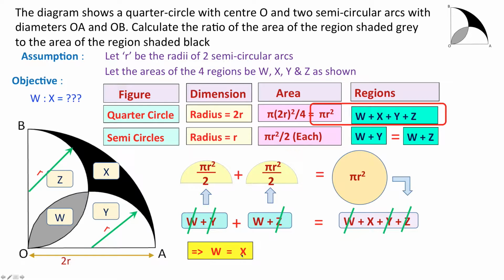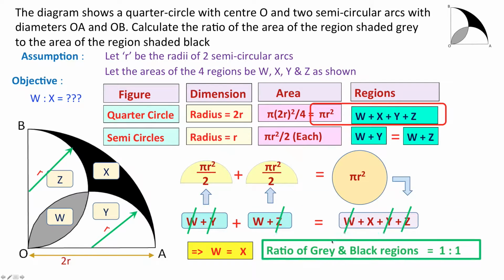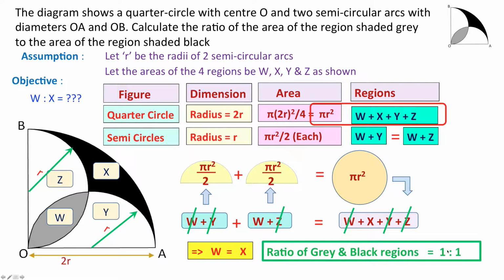When we say W is equal to X, what can we talk about the ratio of W and X? It means that the ratio of W and X is 1:1, which means the ratio of the area of the gray region and the black region is 1:1.